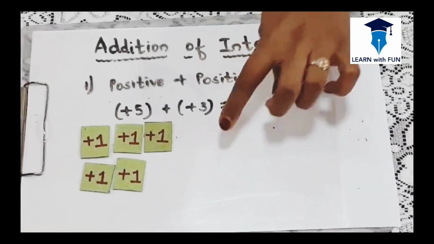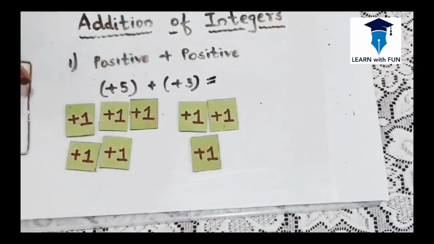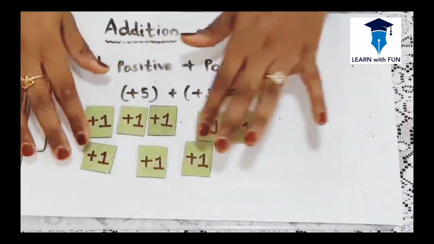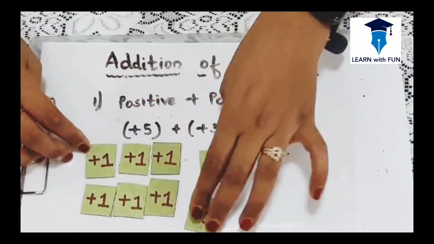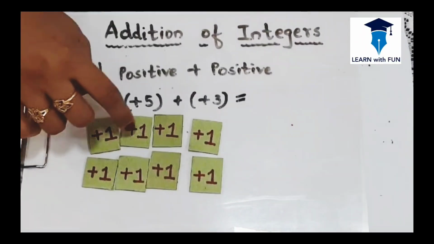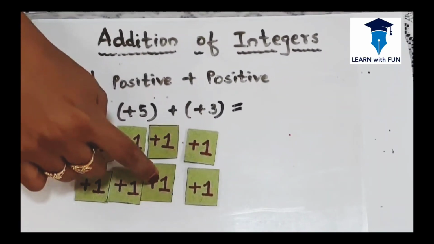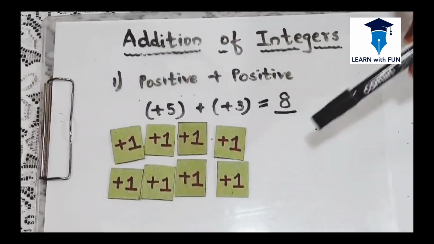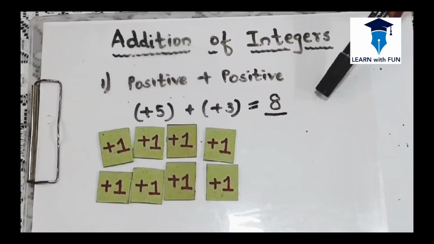Now to add +3 to it, we are going to take 3 more positive tiles, so that it becomes +3, and since we are adding, we are going to take them together. Now let's see how much we are getting. +5 and +3 is actually going to give you +1, +2, +3, +4, +5, +6, +7 and +8. So the final answer is going to be 8. Let us go on to the next one now.